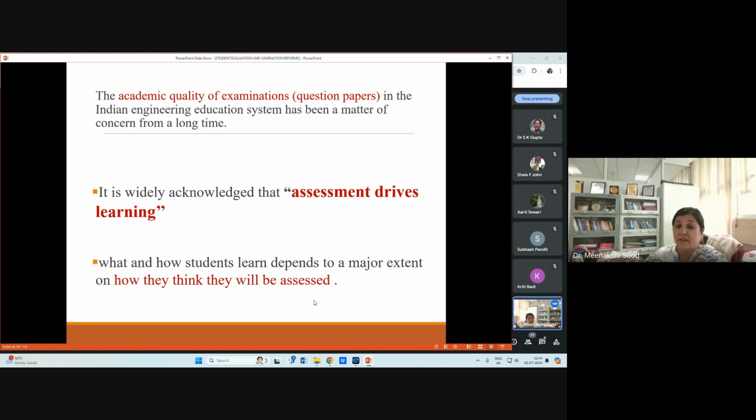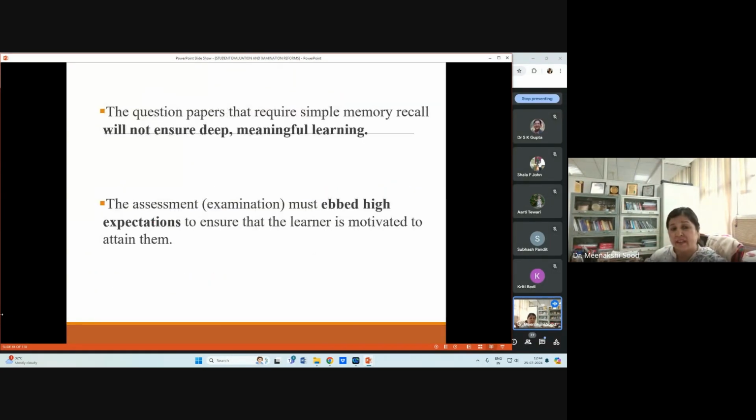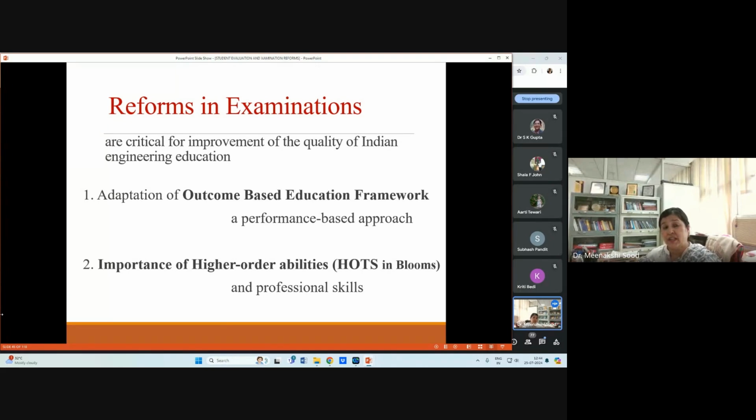So please check this. So that is why I always say that what students are learning, how students are learning, that depends upon how the students are assessed or how the students are evaluated. Okay, and that is why we come up with the examination reforms, we call it, how to bring changes in the exams so that the quality of the Indian education system improves or enhances. So two main parameters or approaches are adopted.